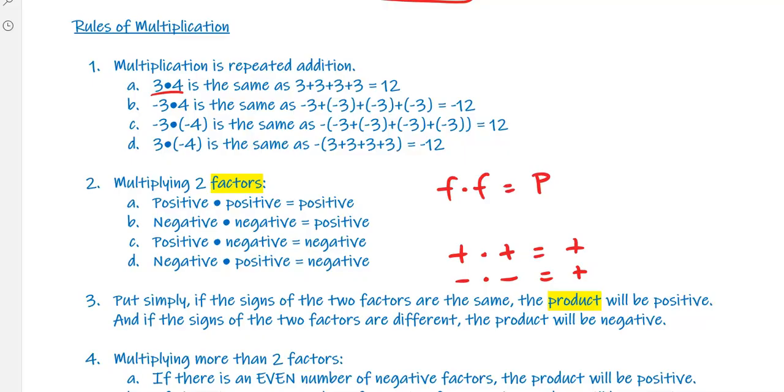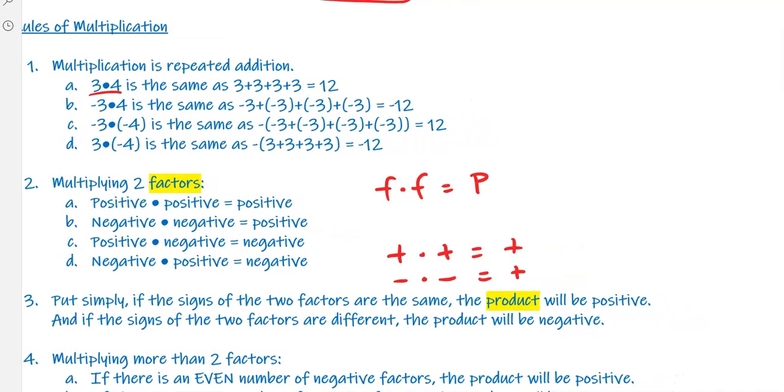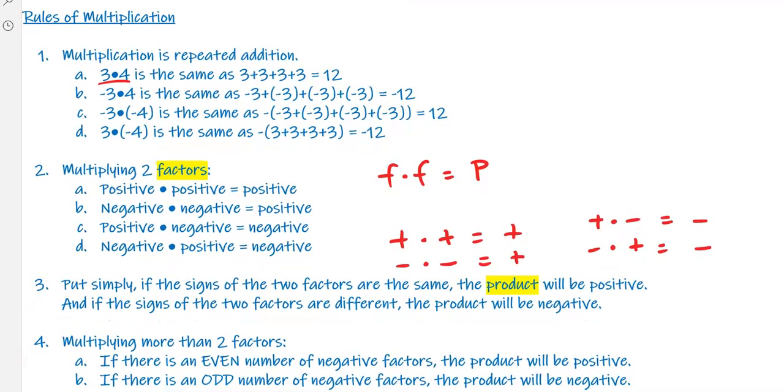And then, if the signs of the two factors are different, the product will be negative. So positive times negative equals negative. Negative times positive equals negative. If the signs are different, your product will always be negative. That's the important thing to remember when we're multiplying positive and negative numbers.